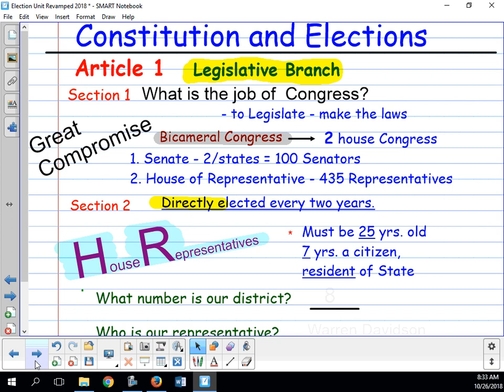Now, you have to be 25 years old, 7 years a citizen and a resident of the state. Now, 25. How many years until you're 25? Less than 10. Somebody here could literally be, in less than 10 years, a representative to the National Congress. Sure. And there are some people who achieve that at 25. You have to be 7 years a citizen.